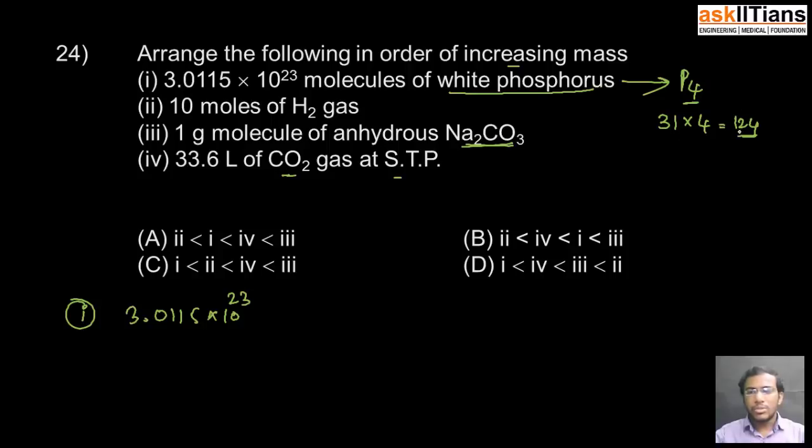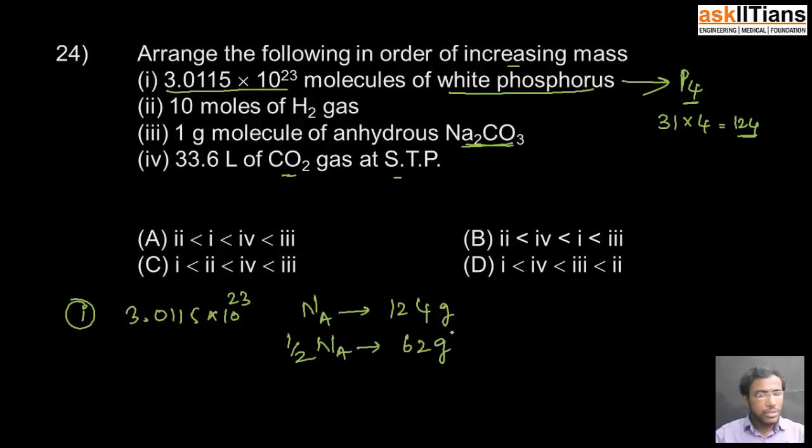4 ones are 4, 4 threes are 12, 124. So here this is actually what? This is Avogadro number by 2. Half of Avogadro number of molecules. So Avogadro number of molecules weighs 124 grams. Then half of Avogadro number of molecules weighs how much? Half of this value, that is 62 grams. So 62 grams is the mass of these many molecules of white phosphorus.